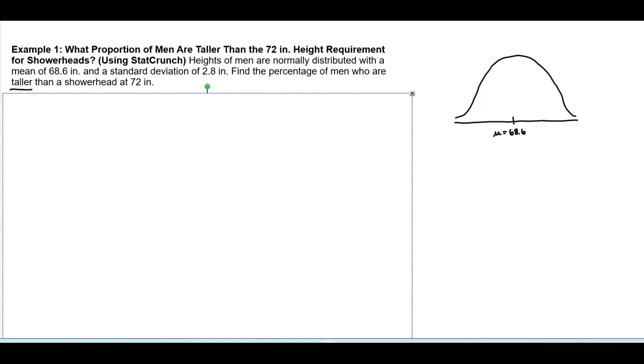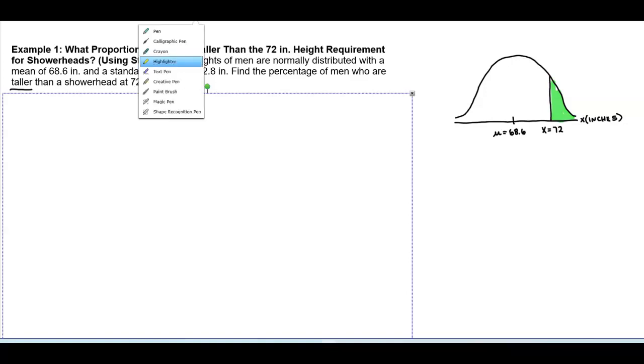Now, what else do we know? We know that we're looking for the percentage of men who are taller than 72 inches. So we know 72 has to be to the right of this. So that means the value of x is going to equal 72, because this scale is where we have x, which are in inches. So what we're looking for is this area here that's shaded to the right. We want to be able to find that percentage.